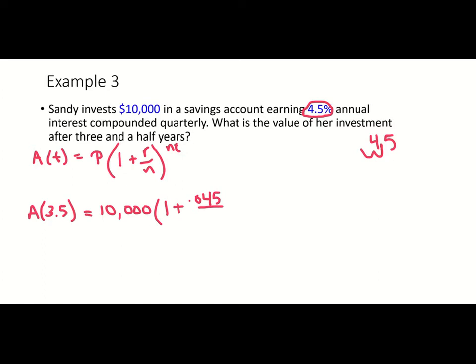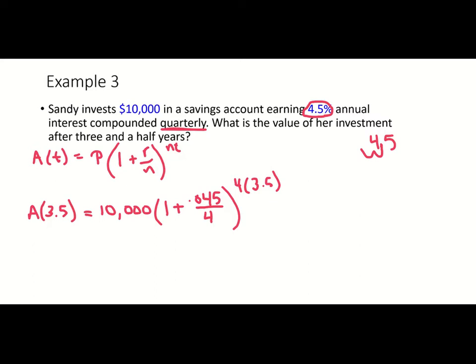N is the number of times compounded. It is compounded quarterly, so that means 4 times a year. And then our NT, so it's going to be 4 times, and then our time is 3.5 years, so 3.5. And then we're going to use our calculator to calculate this. So what we are going to do first is, I always like to do my exponent. I don't want to have that multiplication problem hanging out there. So I'm going to do 4 times 3.5.